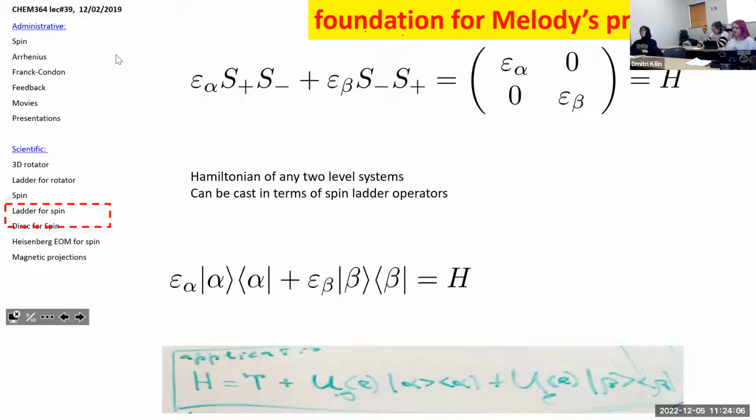So the values of epsilon alpha and epsilon beta for spin will be proportional to the magnetic field. Epsilon alpha will be minus magnetic moment times B, the magnetic field. Epsilon beta will be plus mu times B, right? And 1/2 in the factor, right? The stronger the magnetic field, the stronger the splitting of the spin.